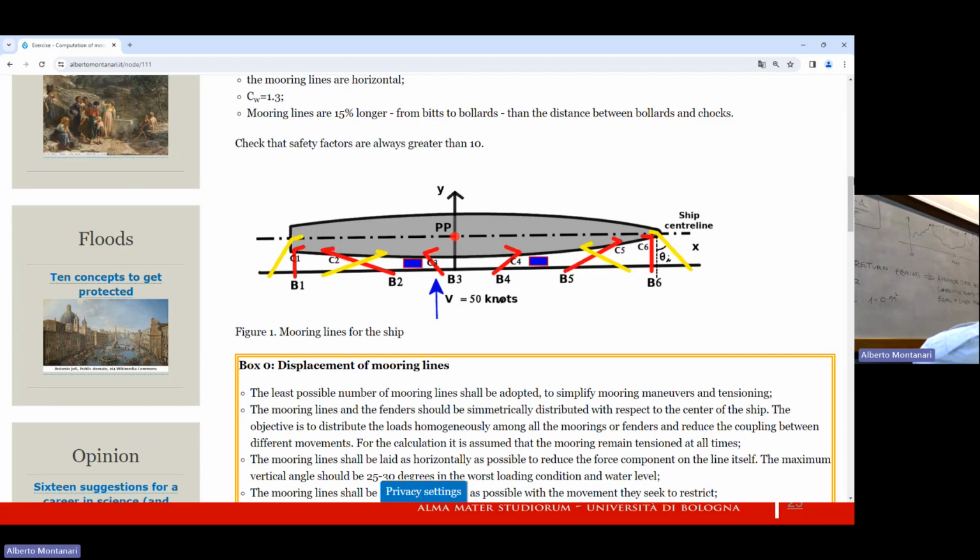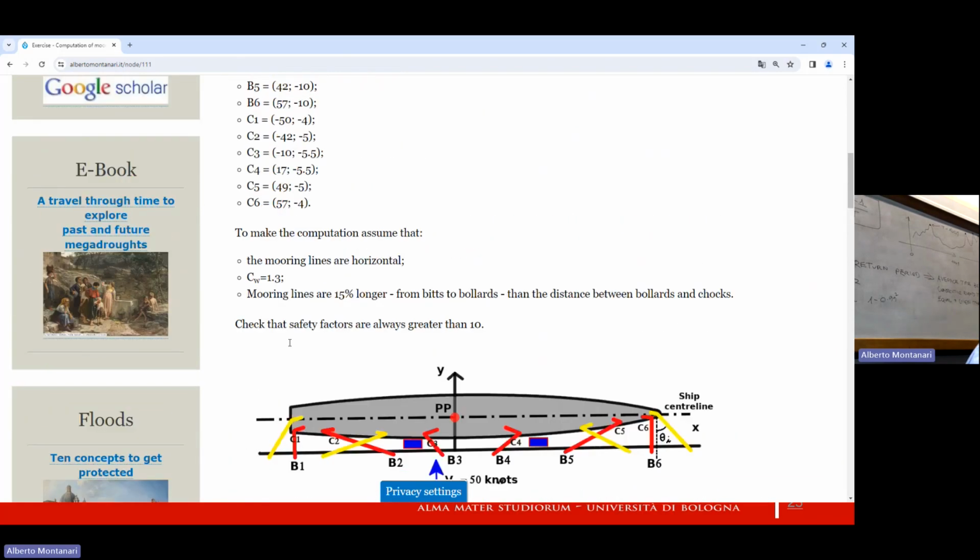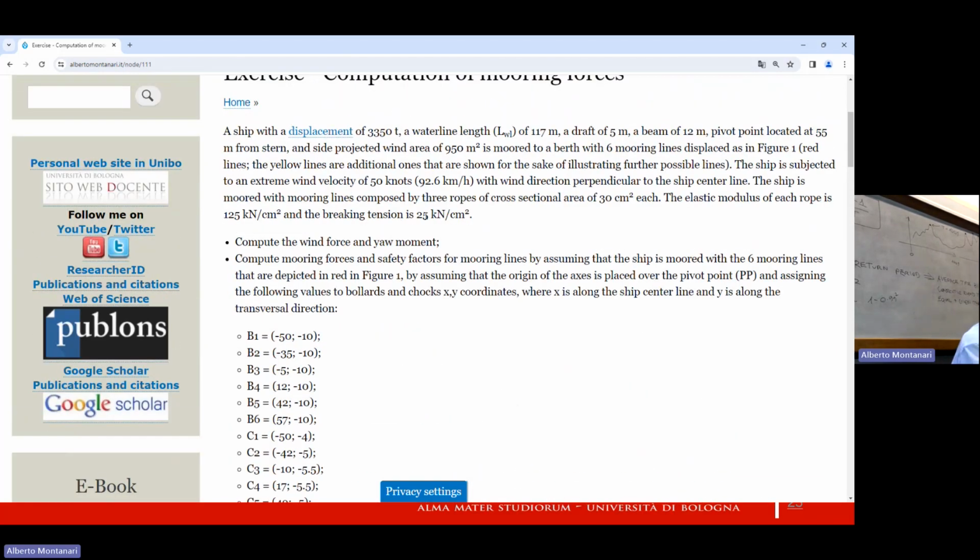Actually, this is a ship that, to be safe, would be moored with the red plus yellow. But I removed the yellow lines because otherwise it becomes too complicated operationally. Conceptually, it's not more complicated, but okay. The ship is subjected to an extreme wind velocity of 50 knots, which means 92.6 kilometers per hour, with wind direction perpendicular to the ship center line. So it's transverse wind direction.